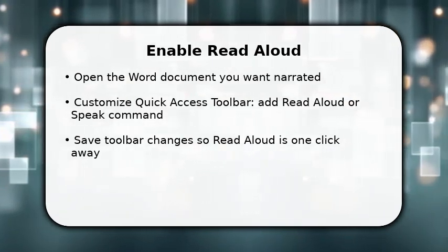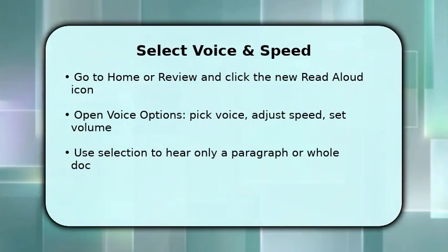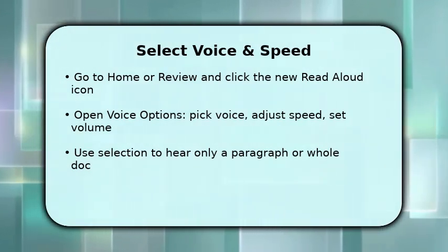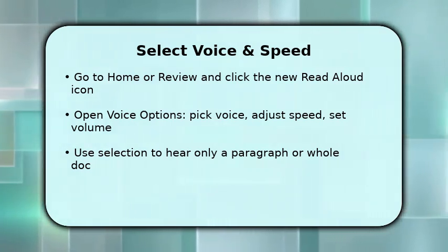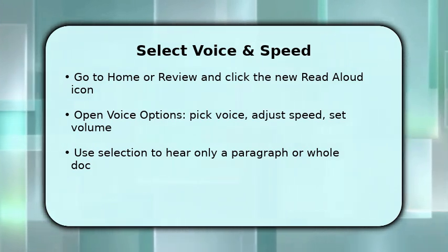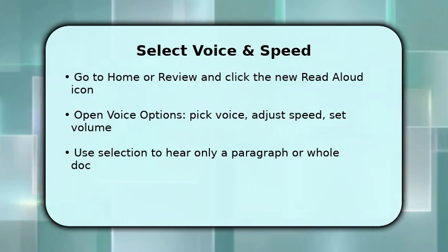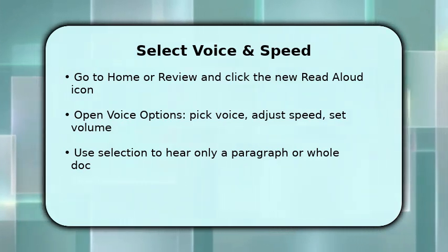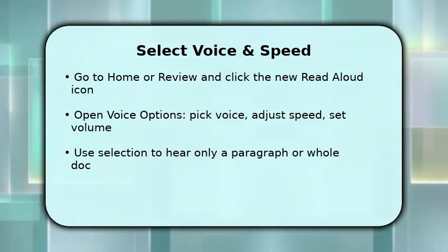Click the Read Aloud button to begin, then open the voice options, usually a speaker icon with 3 dots. You can choose a voice and move the speed slider faster or slower. Choose slower for dense text. Make sure your system voices are installed if you need different accents. Then select a paragraph or press play to read from the cursor. This helps you proof for pacing, pronunciation, and emphasis. Once satisfied, you can export audio.